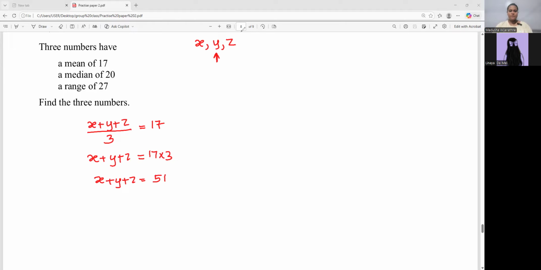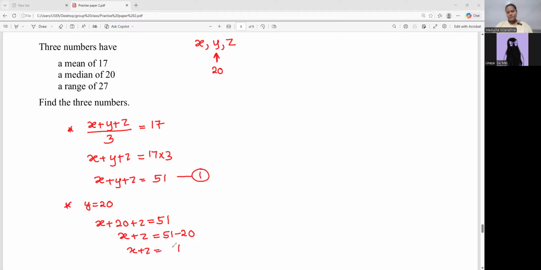This is the middle value, no? The middle value is 20. So y is equal to 20. If y is 20, then again I can make this equation. First one: x plus 20 plus z is equal to 51. So x plus z is 51 minus 20, which is 31.